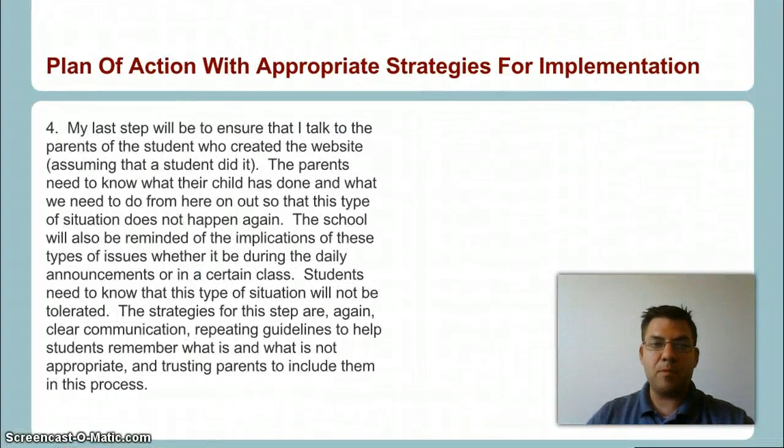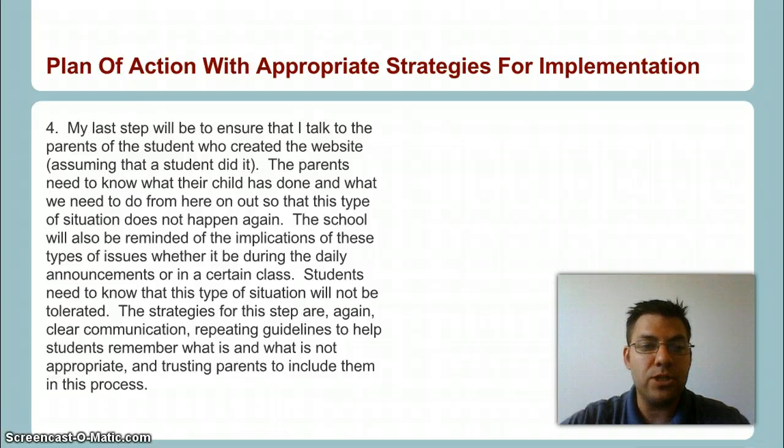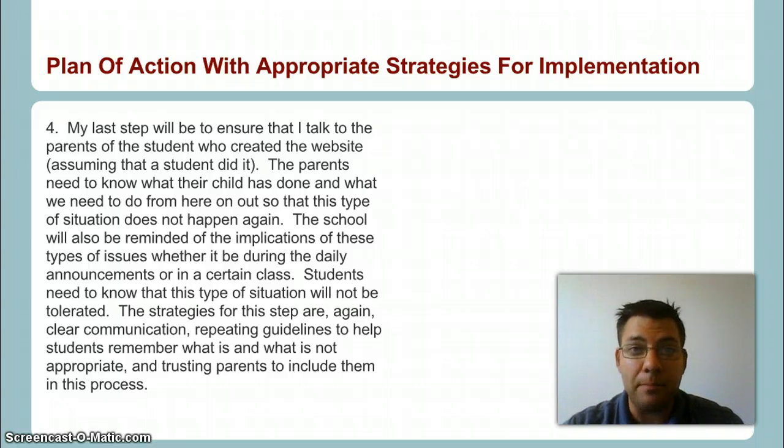The next step in my plan of action, which is my last step, will be to ensure that I talk to the parents of the student who created the website, and this is assuming that a student did it. The parents need to know what the child has done and what we need to do from here on out so that this type of situation does not happen again. Again, it all boils down to communication.